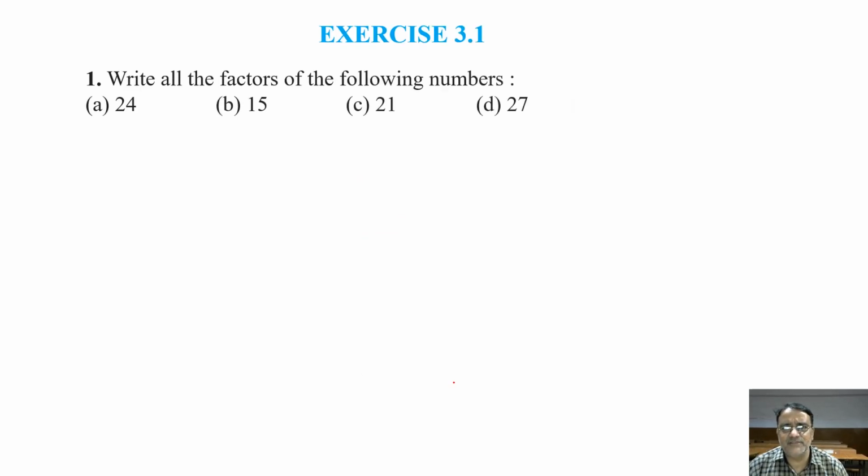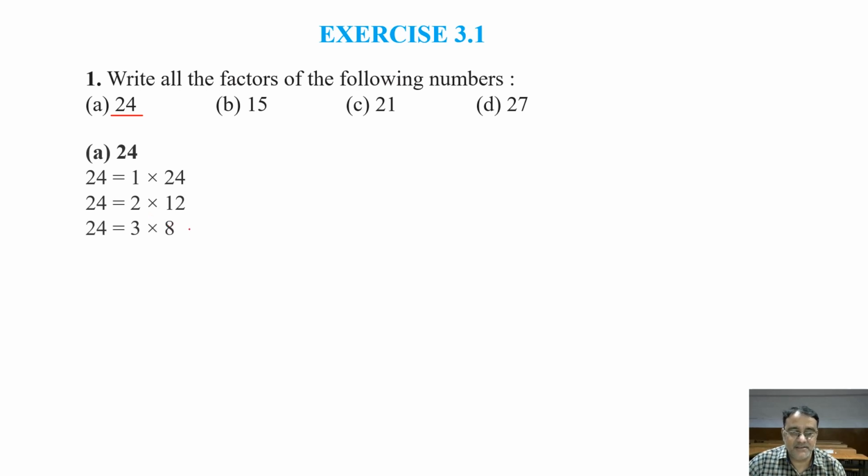चलो कुछ important questions देख लेते हैं exercise 3.1 से. Write all the factors of the following numbers. Only a few bits I have taken. 24. So 24 we can write in how many ways, that I am going to show you. First 24 into 1 or 1 into 24. Second 2 into 12. 3 into 8. Next 4 into 6. Next 6 into 4.